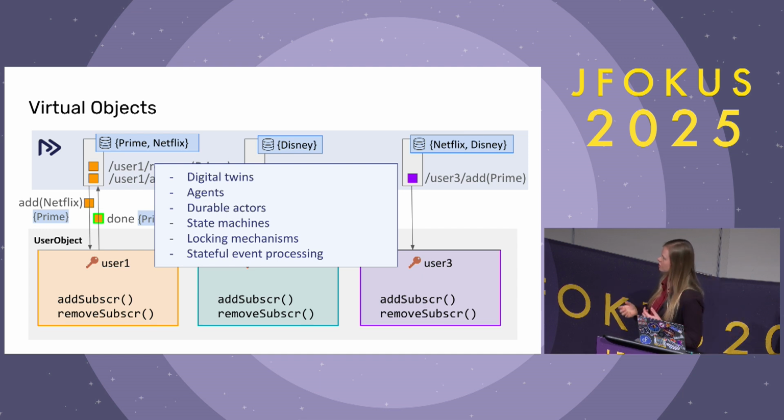Just for inspiration, some types of things that you can model with this are digital twins or agents or durable actors, but also something like a durable state machine where you just have an object with some handlers that transition the state machine from one thing to another, and that's fully durable with the guarantee that you only have one handler executing at a time.